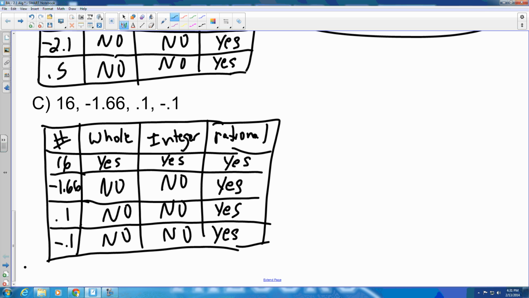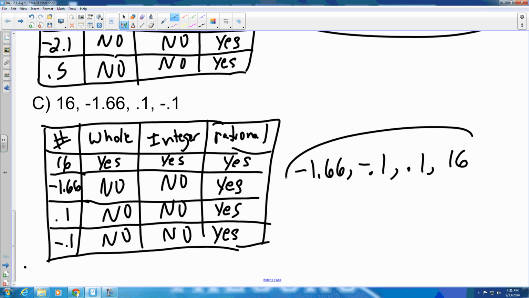Last thing I need to do is write them from least to greatest. I have two negative numbers, but the smallest one is negative 1.66. Then I got negative 0.1. Then I have 0.1. And then last I have 16. Okay?